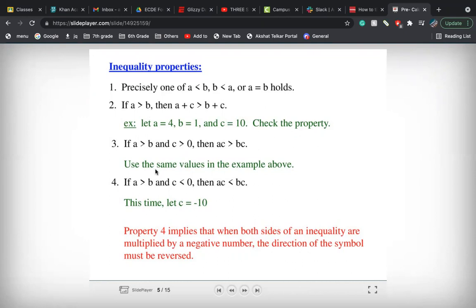If a is greater than b, and this part right here is very essential, c is greater than 0. Make sure that this is not a greater than or equal to, this is just a greater than. Then ac is greater than bc. So now we're going to put in the same values here. I'll give you guys some time to work on it.